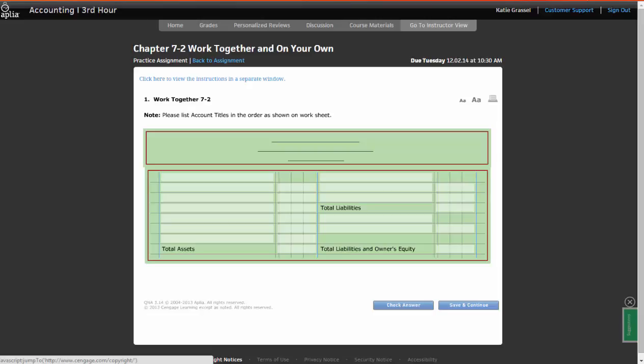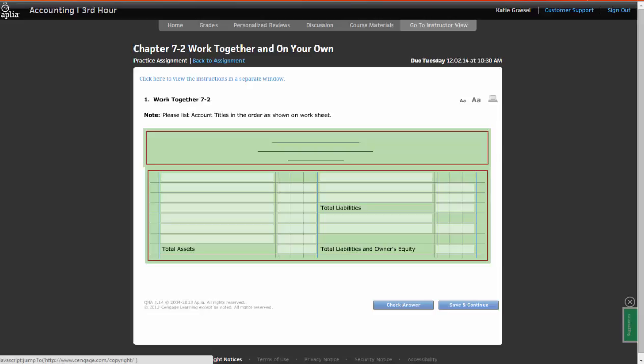When we physically look at this form here, you can see that there are two sides to this form. On the left-hand side right here, we have one column for numbers, and this is going to be where our assets go. On the right-hand side, we have one column for numbers, and that's going to be where our liabilities and our owner's equity go.